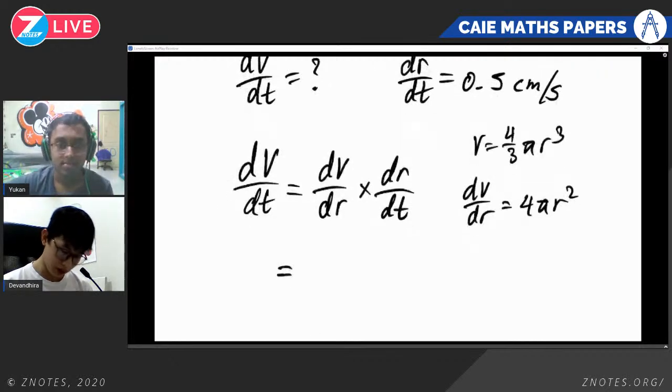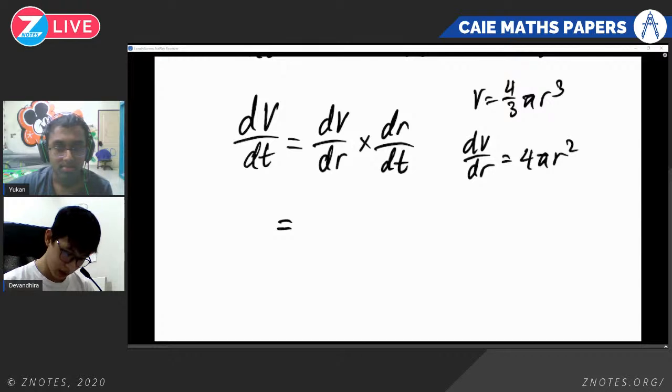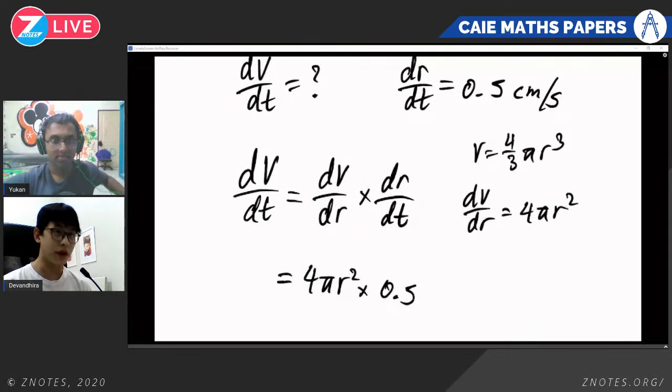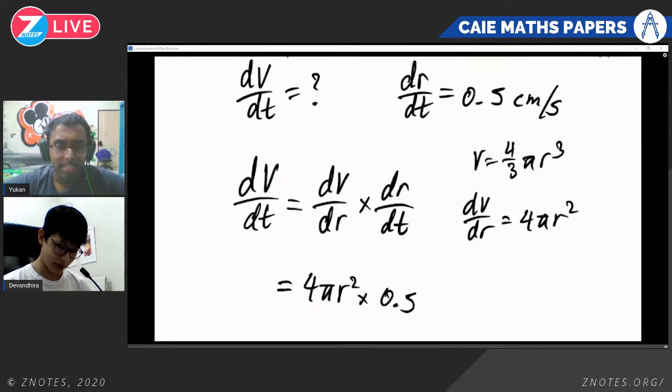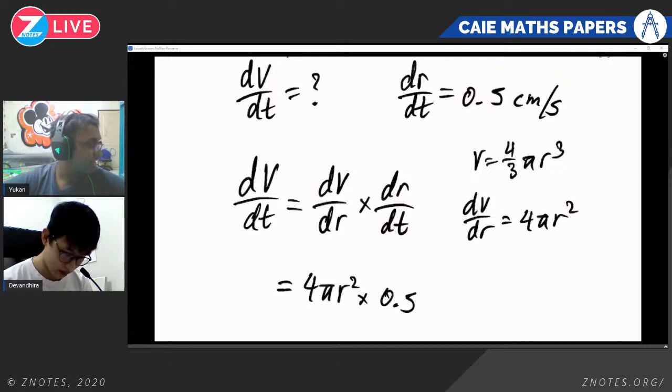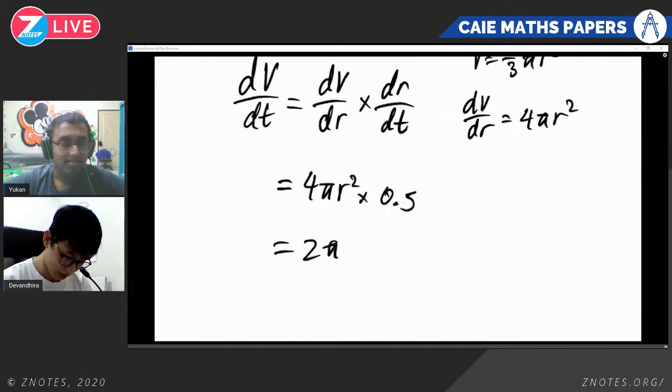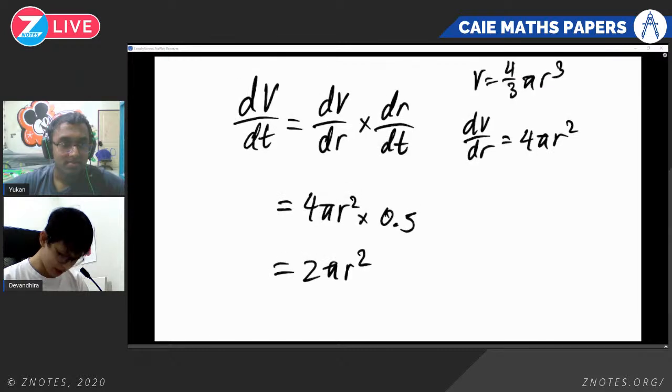That's by the power rule. And let's put that in: 4 pi r squared multiplied by 0.5. Everything okay so far? Yeah. You can simplify that to 2 pi r squared if you want. Yeah, sure. Let's do that. But are we done yet? No.